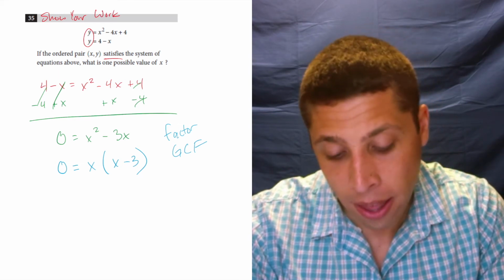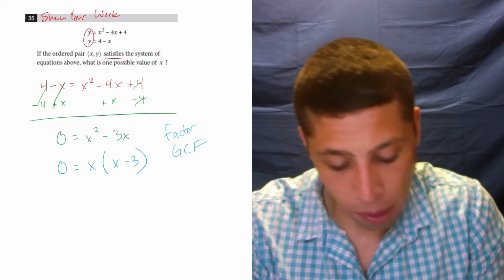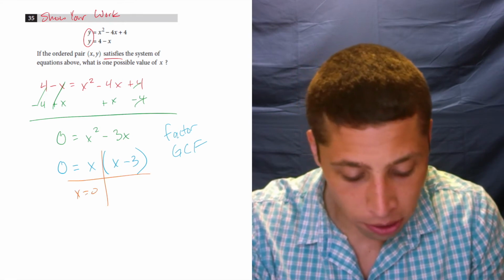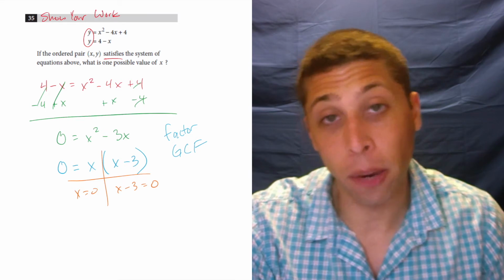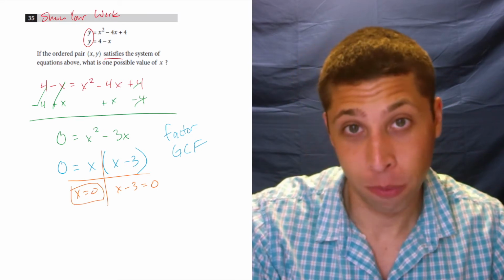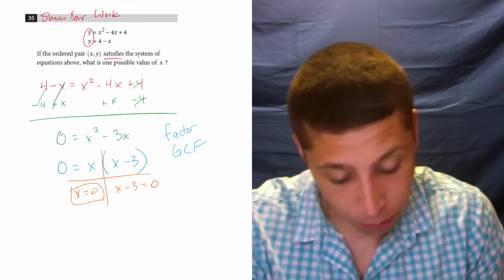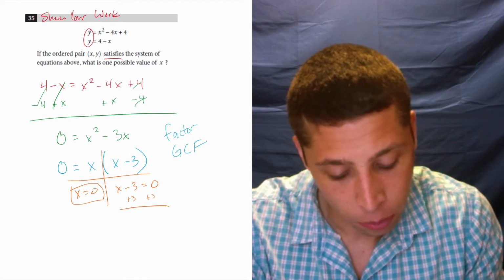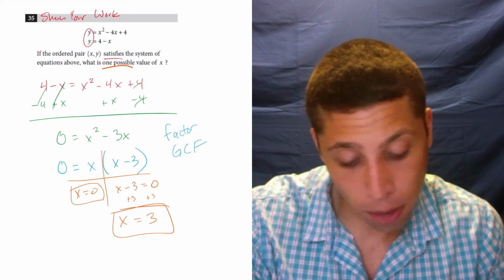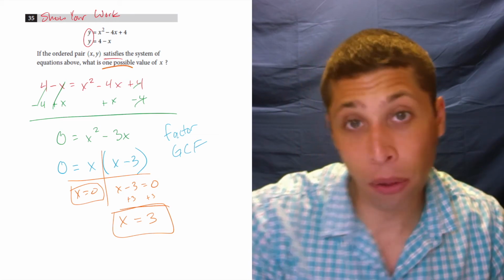And what that gives us then is, remember, what we're looking for is both of these parts to be equal to 0. And so 0 then is one way that it could equal 0, and then if we added 3, we would get that x could also be 3. And so they just want one possible value, so these are both valid answers.